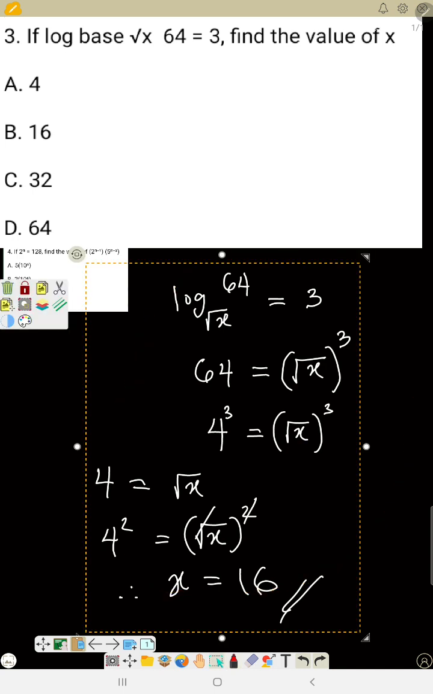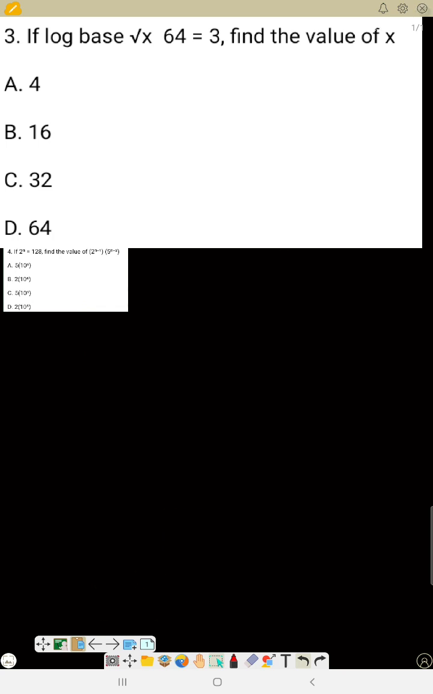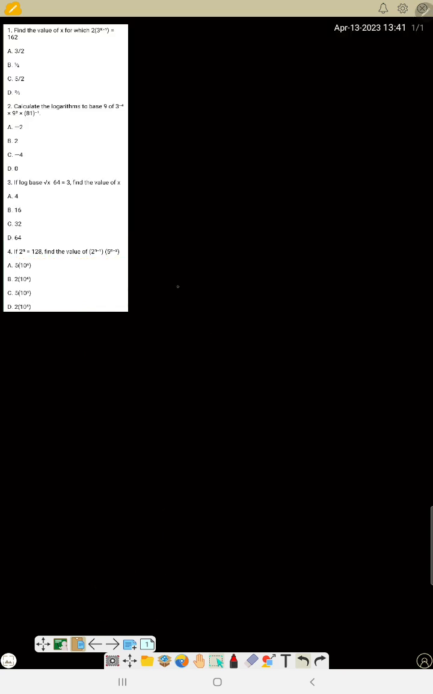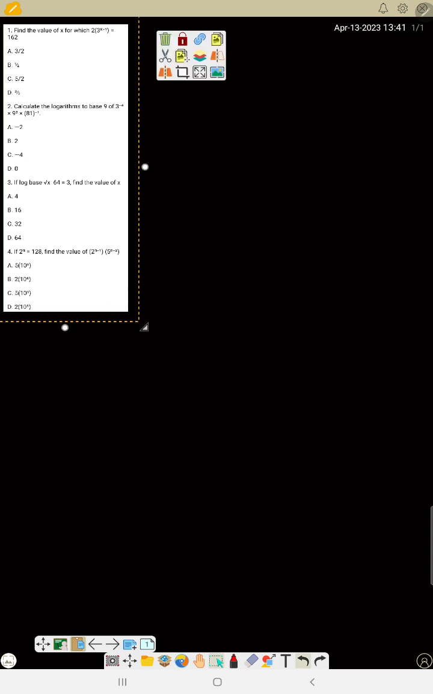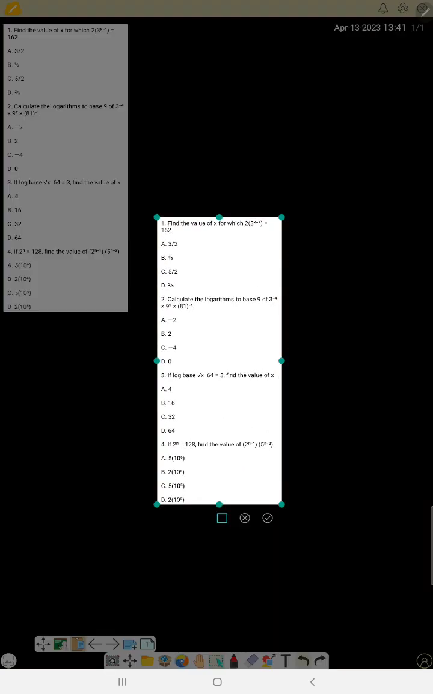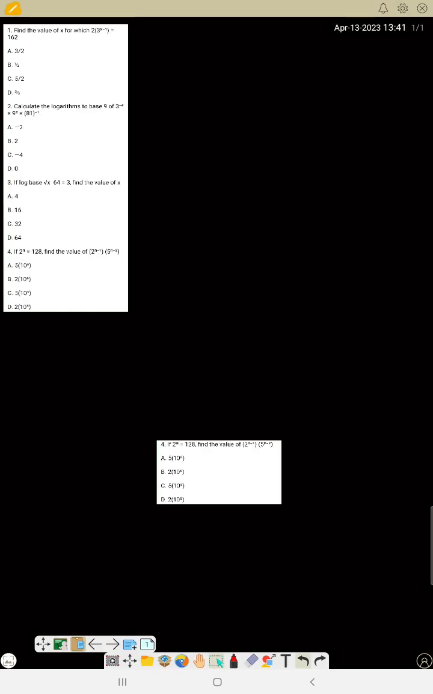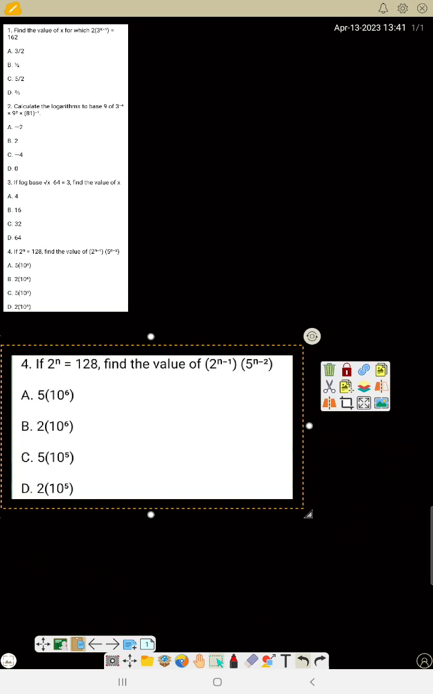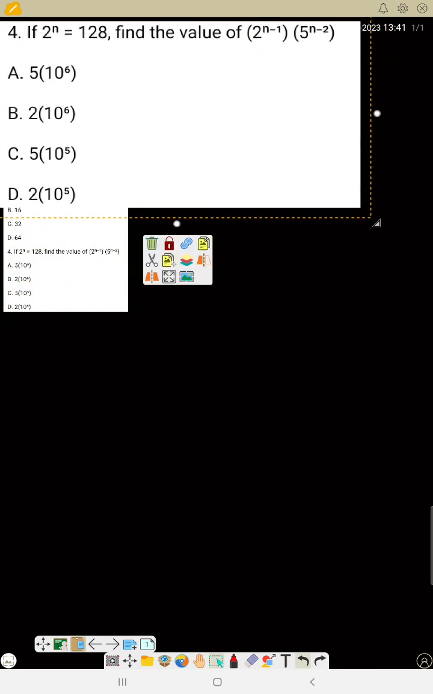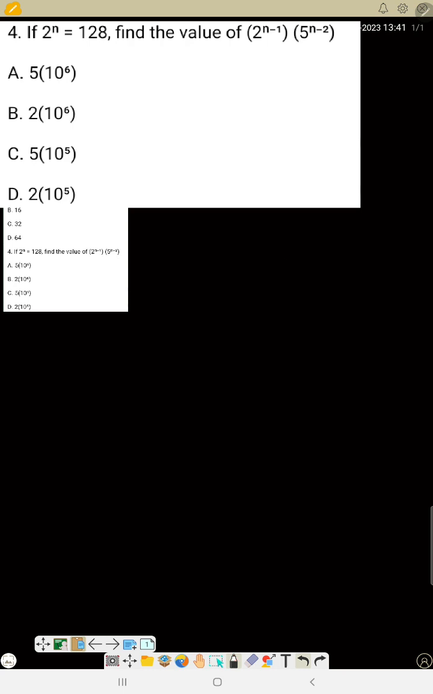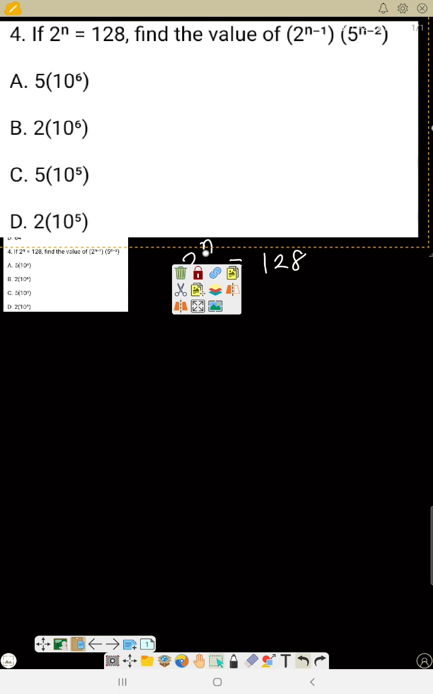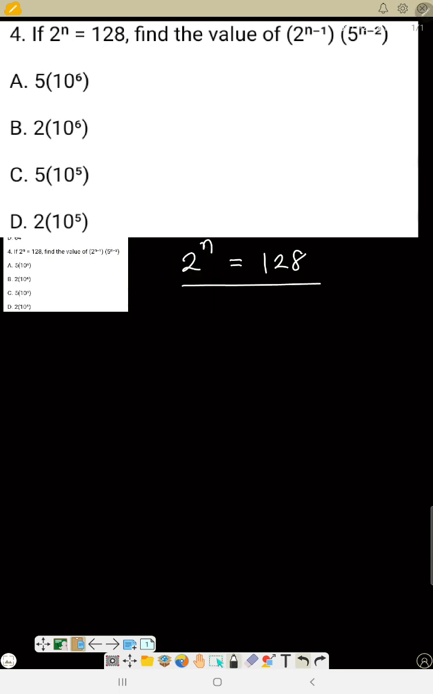So let's see number 4. Number 4. If 2 raised to power n equals 128, find the value of 2 raised to power n minus 1, 5 raised to power n minus 2. So from here, 2 raised to power n is 128.